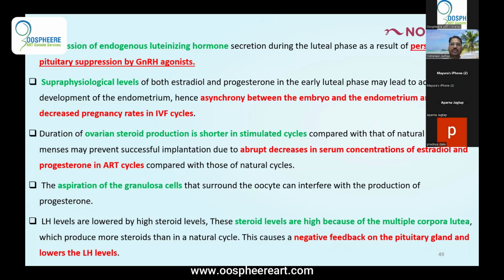Or sometimes there is abrupt decrease in serum concentrations of estrogen and progesterone, or sometimes during pickup we are aspirating granulosa cells, due to which the luteinization or progesterone secretion is not optimum to save that pregnancy. Or sometimes multiple corpora lutea are secreting supraphysiologic progesterone, which causes negative feedback and decreases LH levels. So these may be other problems which we might be seeing. So it's better to give luteal phase support, so that if the patient is facing these problems, they may be taken care of.